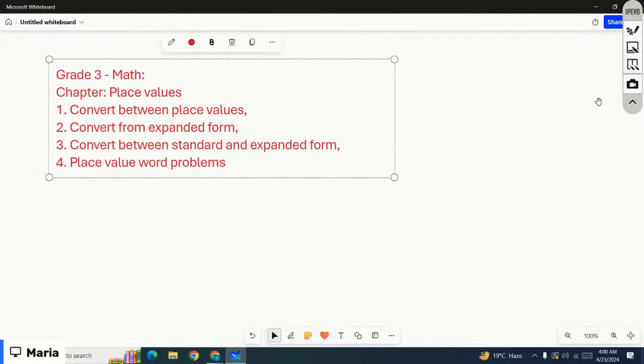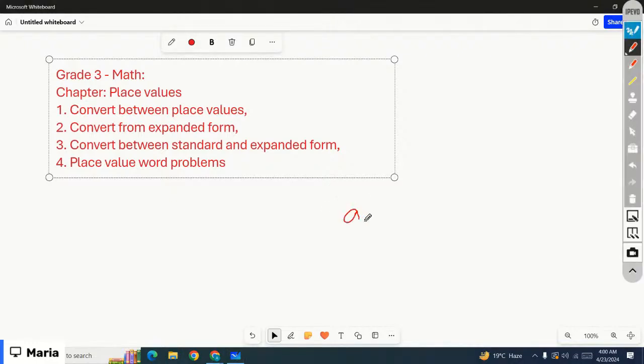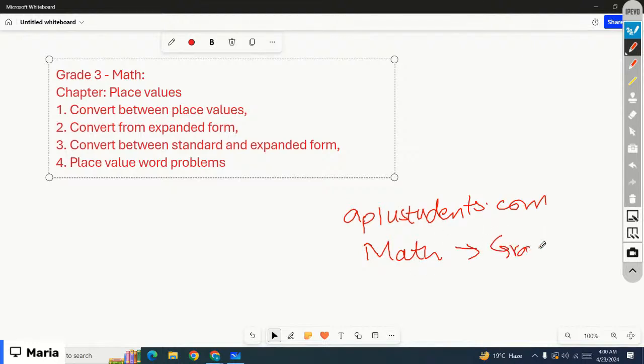We are here for grade 3 math. You can find all the lessons on aplusstudents.com. You have to log in there using your email address and password as provided by the administrator. Then you have to select math from the subject tab. Scroll down to grade 3 and then click on view all lessons.